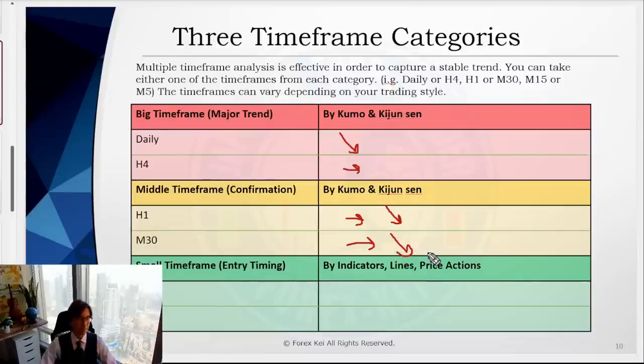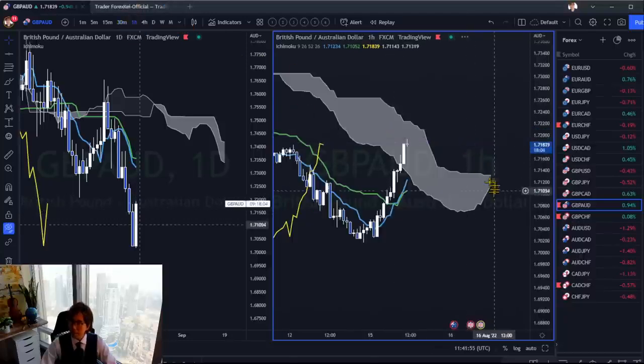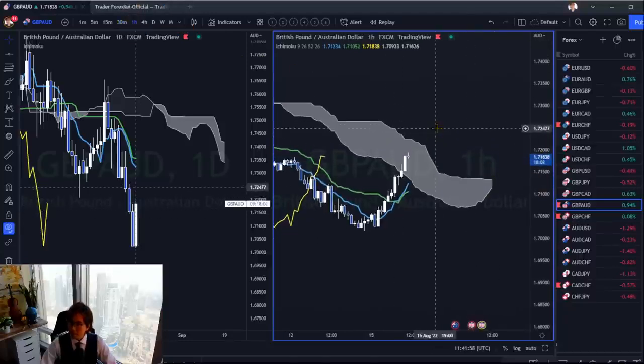And it may take time. It may take a couple of hours or a couple of days for these to happen. In the meantime, you better screen other charts and take other opportunities on other markets like the Euro Swiss franc. Yeah, so that's the pound AUD. So let me show you another example on a pound Swiss franc.